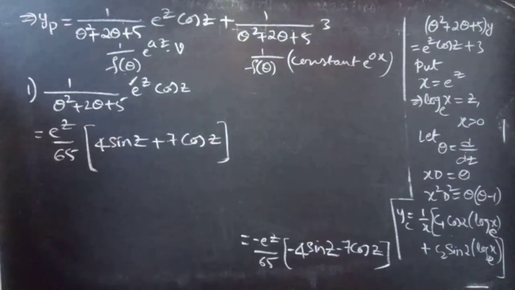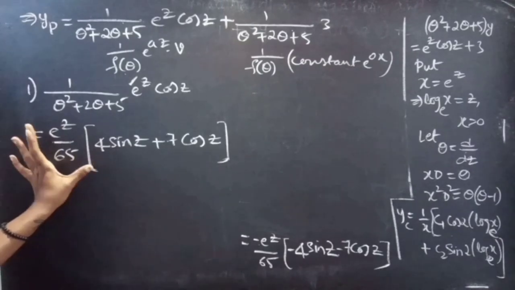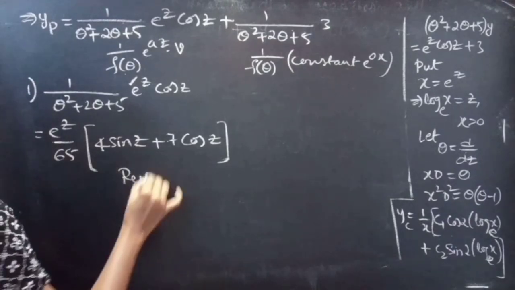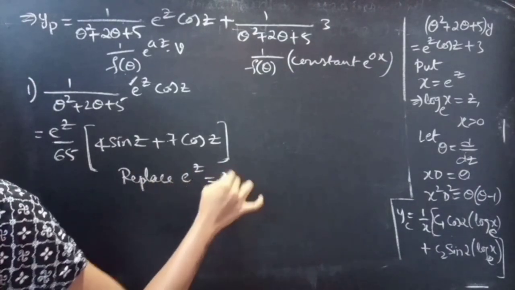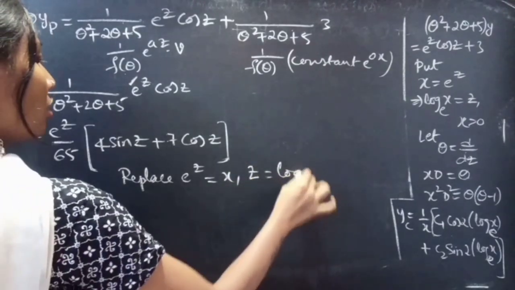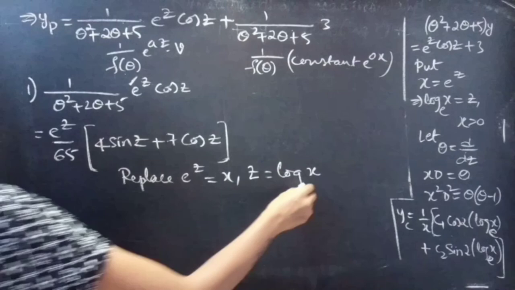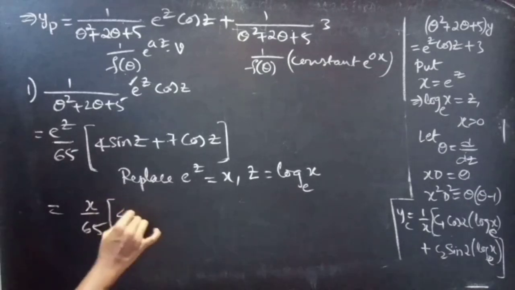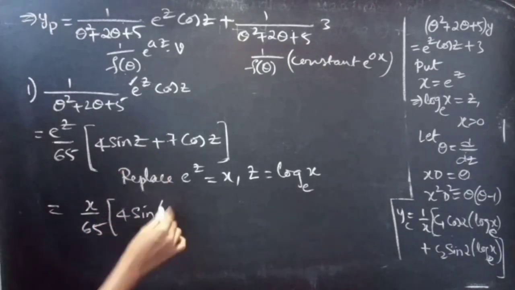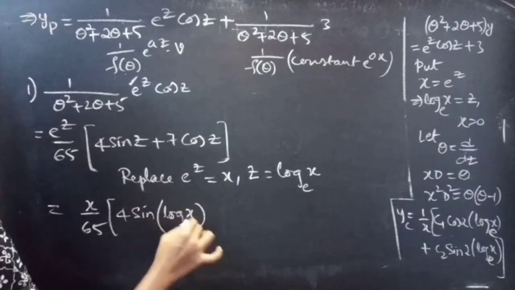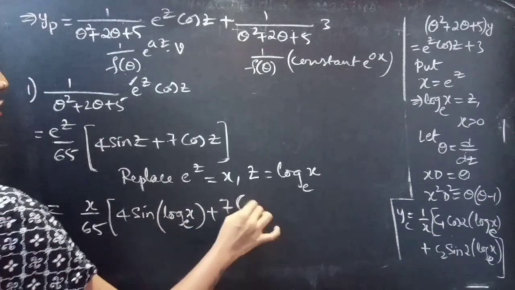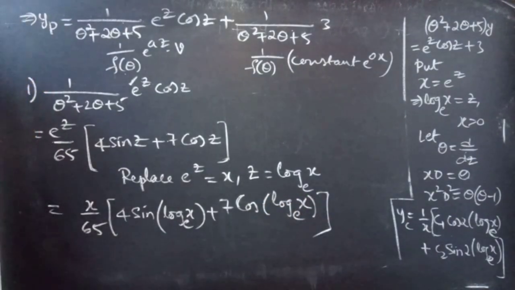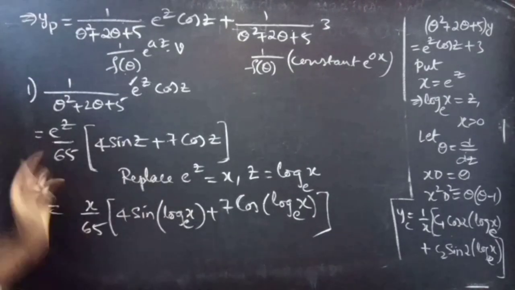Now let's write this in terms of x. We need to replace e^z by x and z by log x, to the base e. Then this becomes x by 65 into (4 sin, replacing z by log x to the base e, plus 7 cos of log x to the base e). So this is the result obtained for the first term.